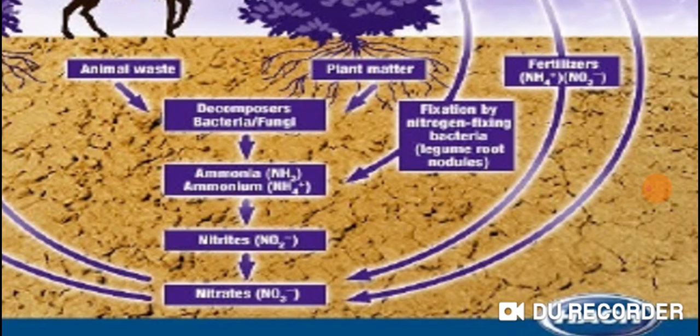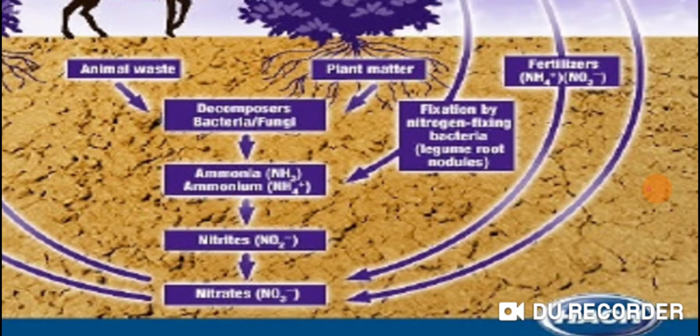Then ammonification. Ammonification is a process in which nitrogen from dead bodies of living organisms is converted into ammonia and ammonium. It is a form of nitrogen, the ammonium ion, NH4 positive, and ammonia. So this process is basically done by the decomposers, the bacteria and the fungi.